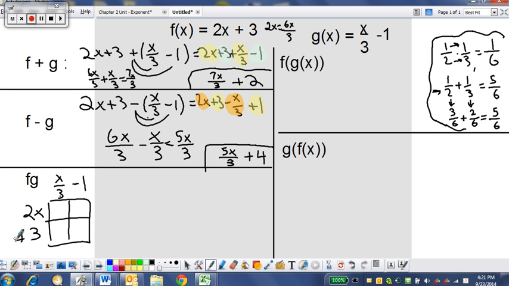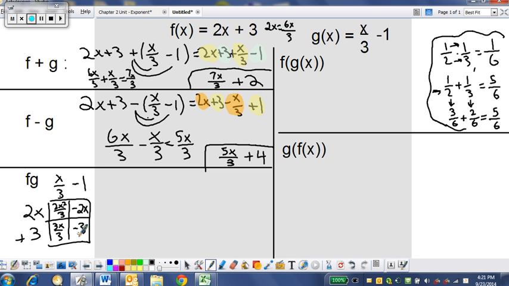Alright, let's multiply out. 2x times x over 3 is 2x squared over 3. 2x times negative 1 is negative 2x. 3 times x over 3 is 3x over 3. And 3 times negative 1 is going to give you negative 3.